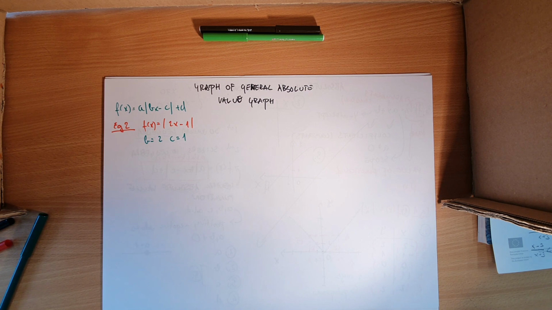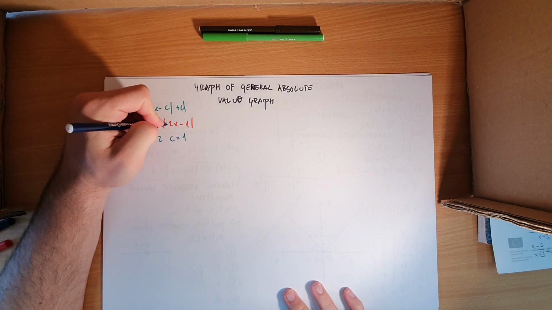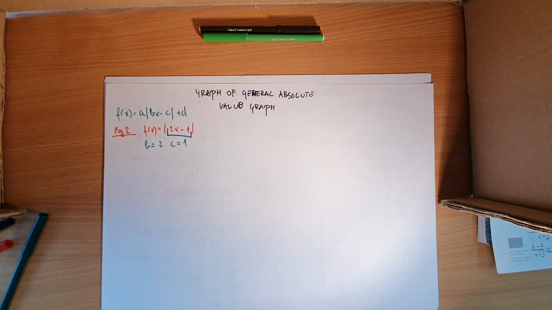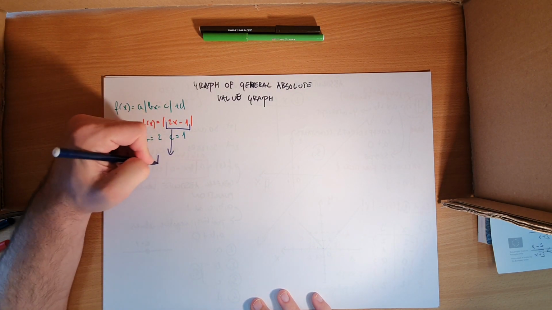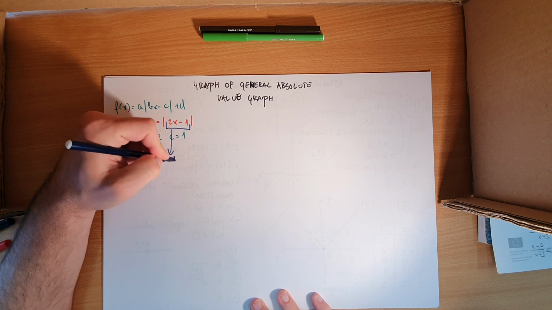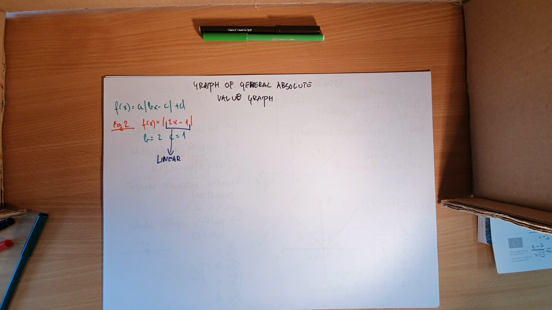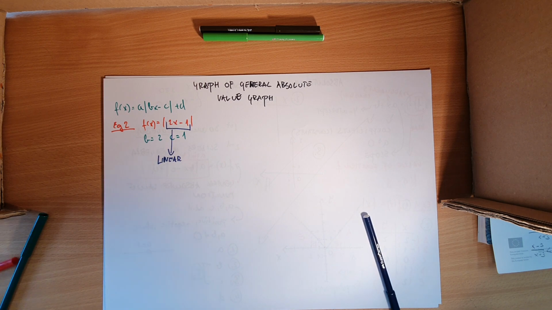The first thing that you have to notice about all of this is that inside of the absolute value, you are basically given a linear function. So let's pretend at the beginning that we don't apply the absolute value. Let's just go through it as 2x minus 1. Now, this means we can immediately go and draw 2x minus 1.